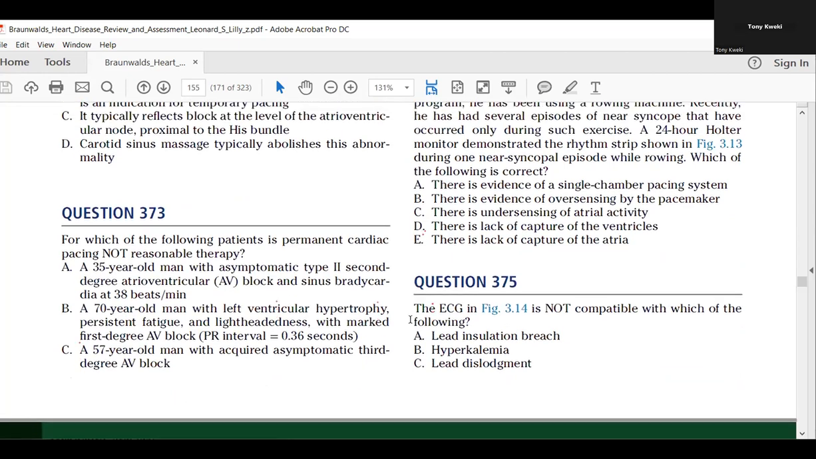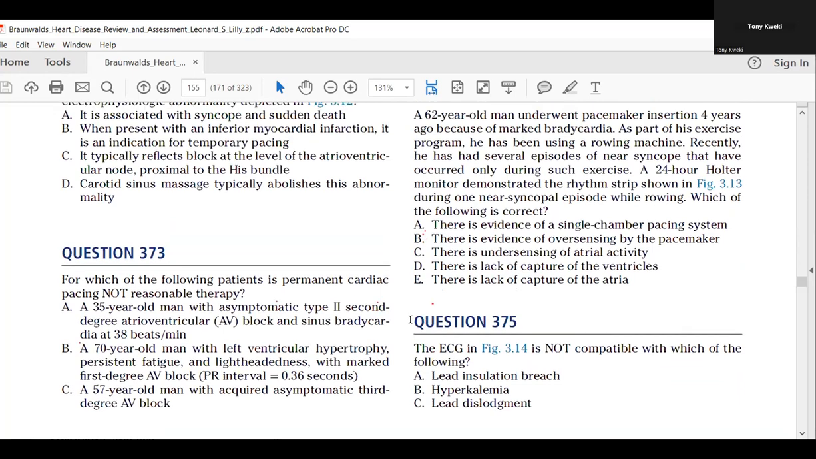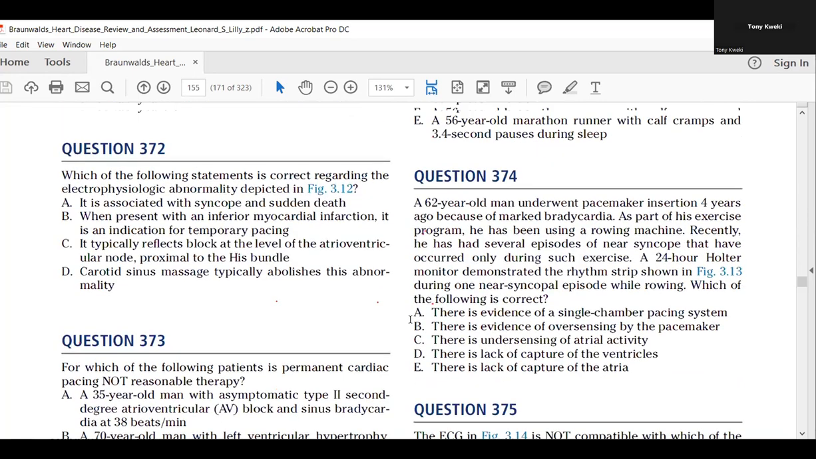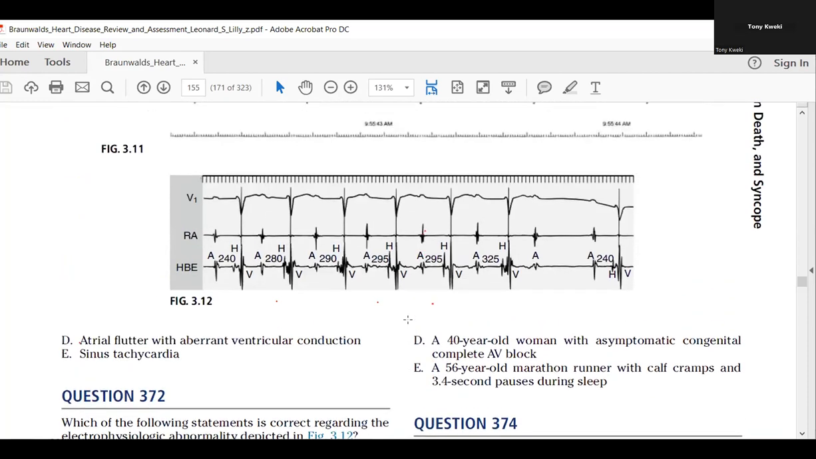Yes. Please continue. Yes, so I just want to inquire from this intracardiac electrogram, how are you able to delineate which one is an infranodal or a nodal block? Because the correct option in this one is saying it typically reflects block at the level of the atrioventricular node proximal to the His bundle. Are you able to delineate that from the intracardiac electrogram?